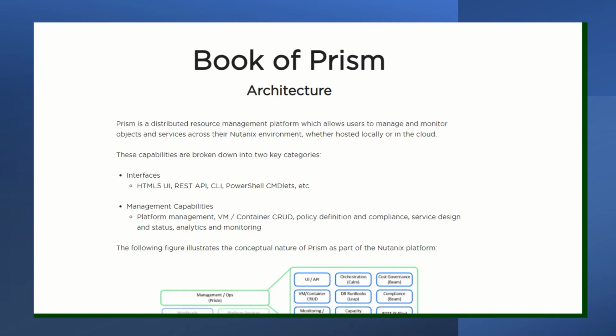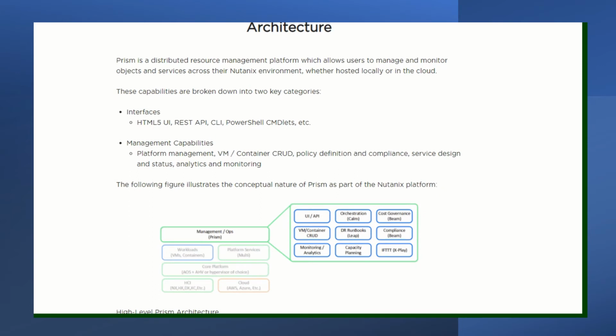Architecture. Prism is a distributed resource management platform which allows users to manage and monitor objects and services across their Nutanix environment, whether hosted locally or in the cloud. These capabilities are broken down into two key categories: interfaces, such as HTML5 UI, REST API, CLI, PowerShell CMDlets, etc.